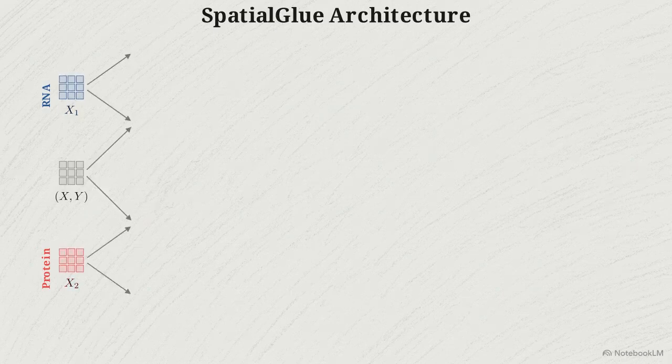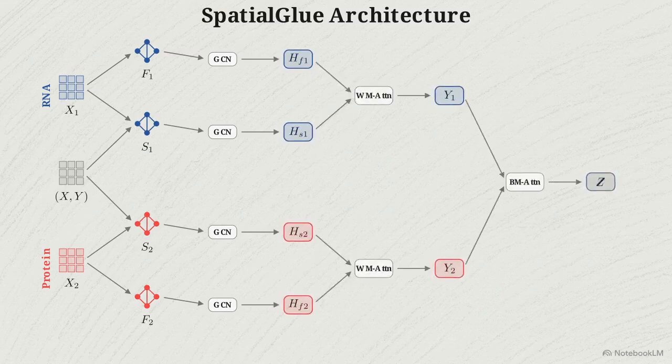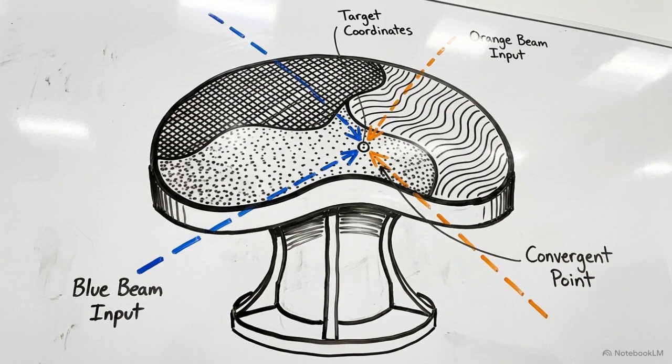Here is the complete SpatialGlue data flow. We start with the inputs, build the 2 graphs for each modality, encode them through the GCN, apply within-modality attention, apply between-modality attention, and generate the output map. By giving the system the ability to adaptively assign value to different data types, SpatialGlue maps tissue architecture accurately by calculating exactly when to listen to RNA and when to listen to protein.